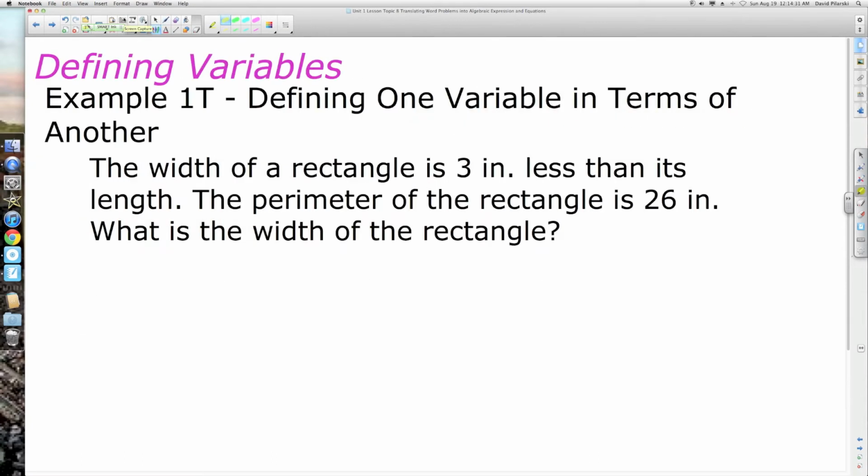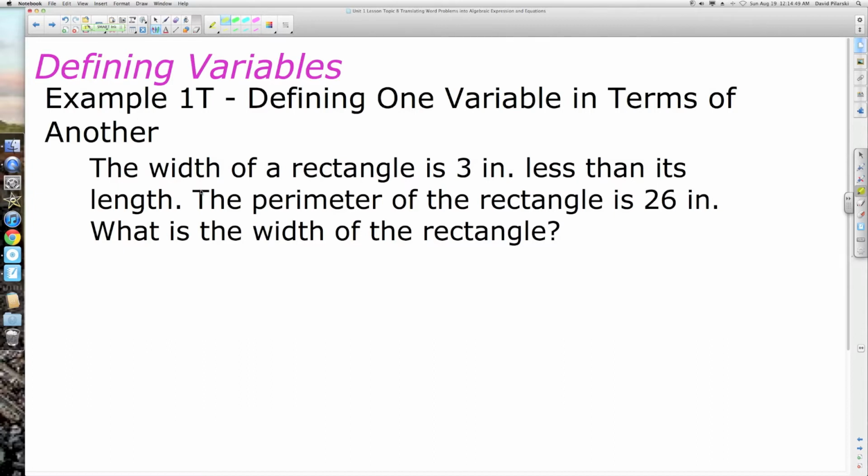Here we're going to be talking about defining variables. In example 1, defining one variable in terms of another. The width of a rectangle is 3 inches less than its length. The perimeter of the rectangle is 26 inches. What is the width of the rectangle?